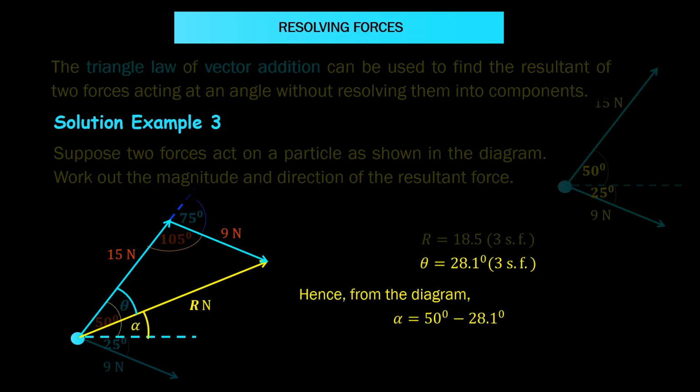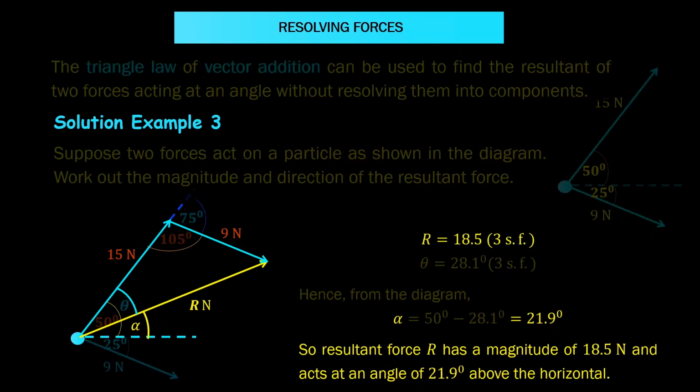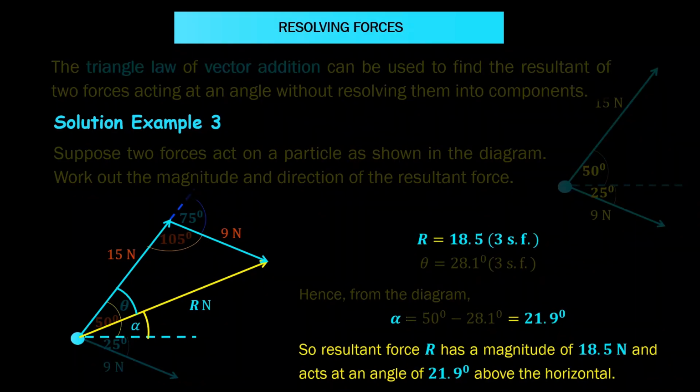So from the diagram, we have that alpha equals 50 degrees minus 28.1 degrees, which equals 21.9 degrees. So the resultant force R has a magnitude of 18.5 newtons and acts at an angle of 21.9 degrees above the horizontal.